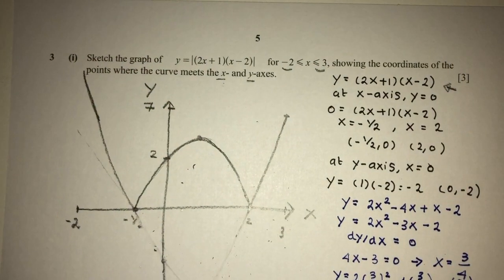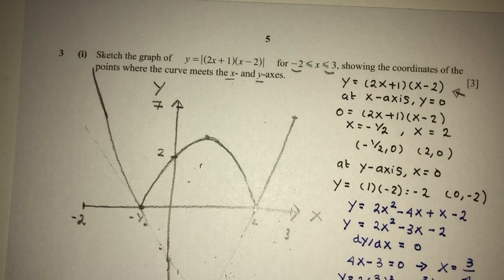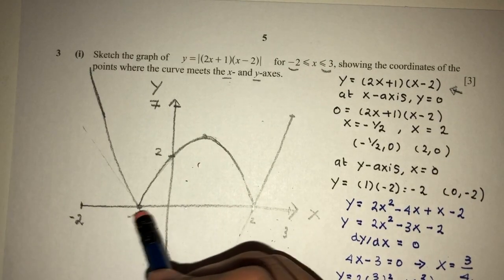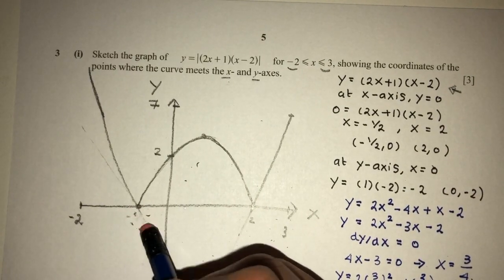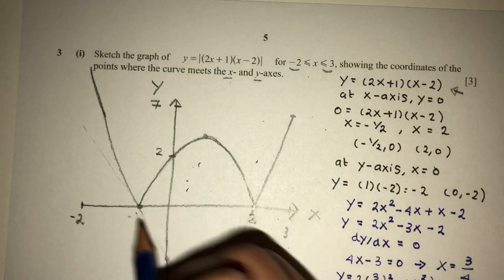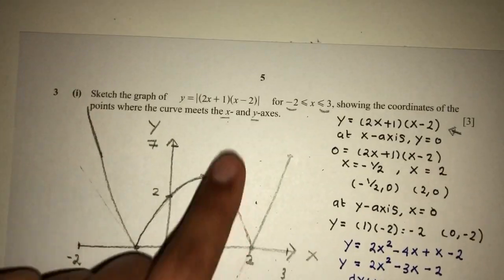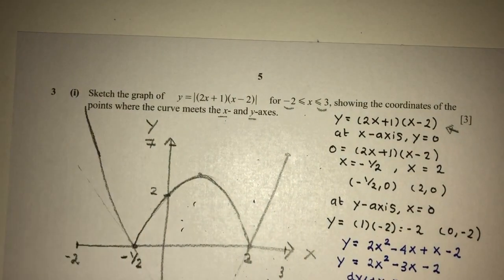Okay, so that is the points you can find pretty easily. Replace in your equation and find the corresponding values of y. But the main point here, you have to show this is 2, this is minus half, and this is 2. These are the main things you need to show for your marks. Okay, that is question part 1.